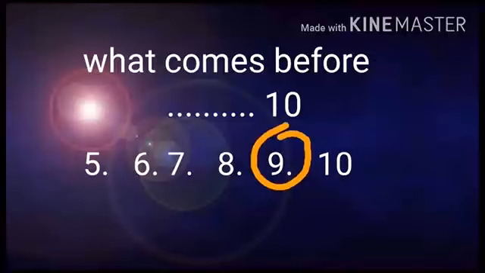What comes before? Now we should count backward. 10, 9, 8. So 9 is before 10. What comes before 10? Answer is 9. Next one is what comes after 12. We should count forward for after. Let us start. Count with me. 8, 9, 10, 11, 12, 13. So yes, 13 is the number which will come here.